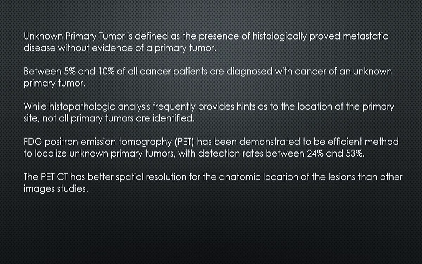Unknown primary tumor is defined as the presence of histologically proven metastatic disease without evidence of the primary tumor. Between 5% and 10% of all cancer patients are diagnosed with cancer of unknown primary tumor. While histopathological analysis frequently provides hints at the location of the primary site, not all patients' tumors are identified. FDG positron emission tomography has been demonstrated to be an efficient method to localize unknown primary tumors, with detection rates between 25% and 53%. PET-CT has very good spatial resolution for anatomic location of the lesions, and it is more sensitive and specific than other imaging studies. Okay, that's all.